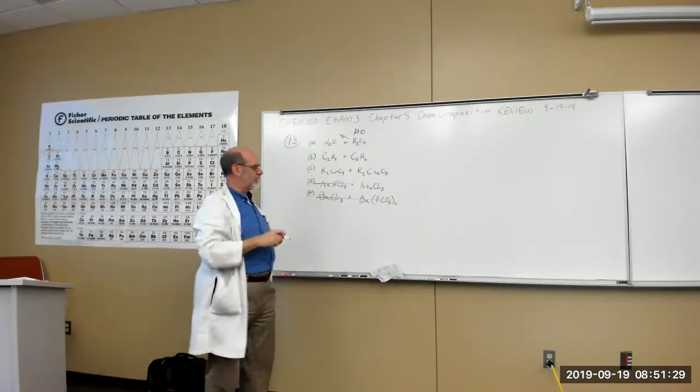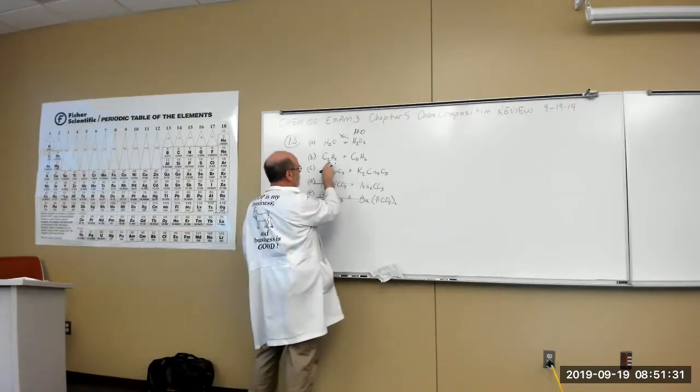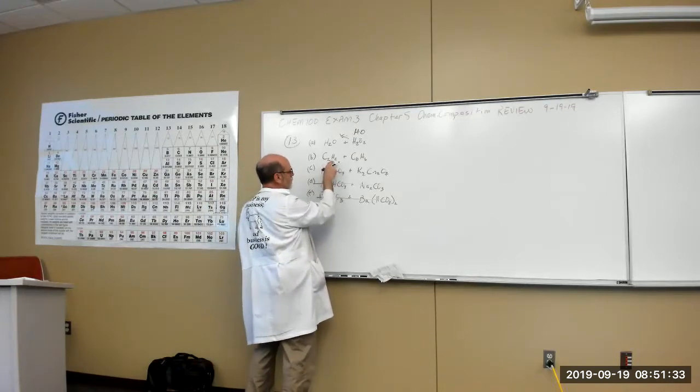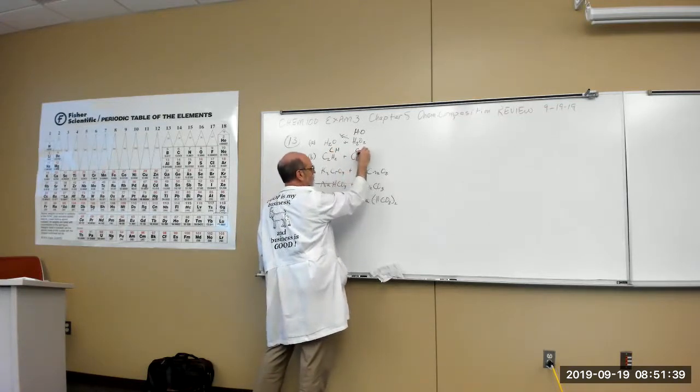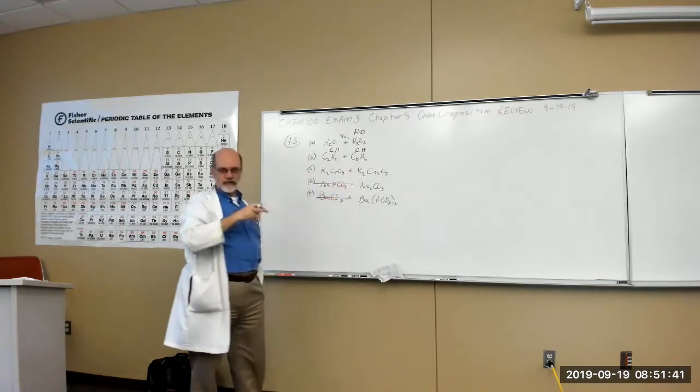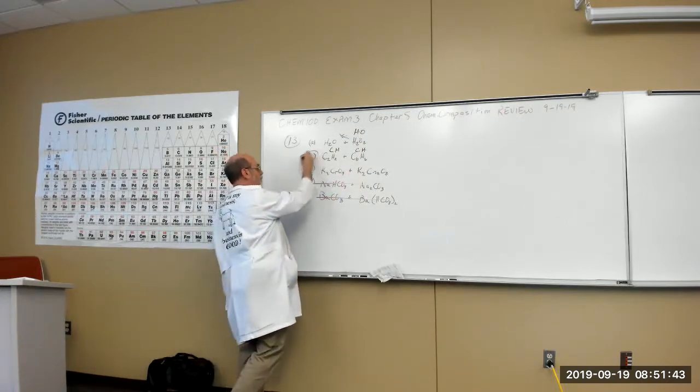Right, so that can't be it. Divide through by 2, what do you get? CH, right? Divide through by 6, what do you get? CH. Simplest whole number ratio. That's your answer.